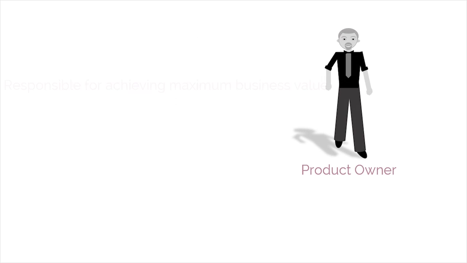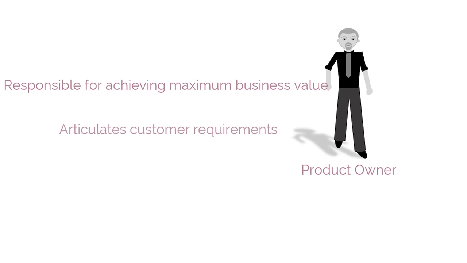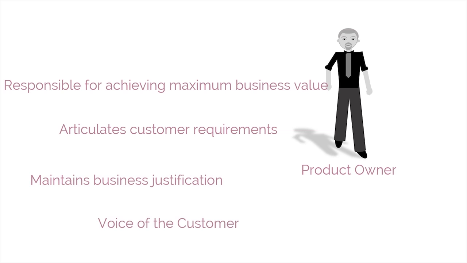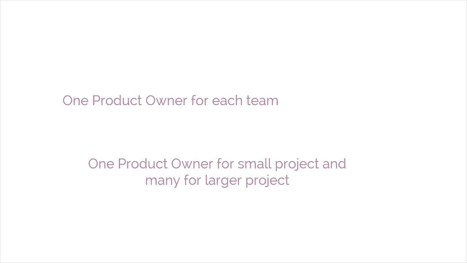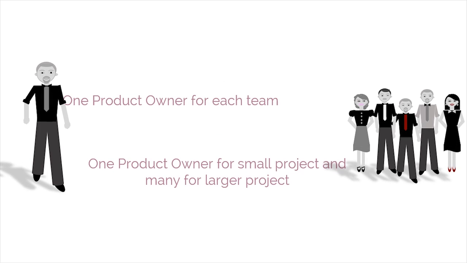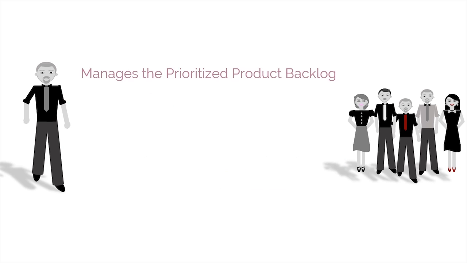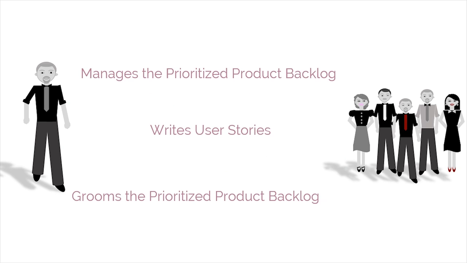The product owner is the person responsible for achieving maximum business value for the project. He or she is also responsible for articulating customer requirements and maintaining business justification for the project. The product owner represents the voice of the customer. Each Scrum team will have a designated product owner. A small project may only have one product owner, whereas larger projects may have several. These product owners are responsible for managing their sections of the prioritized product backlog. Product owners write the user stories and manage and groom the prioritized product backlog.